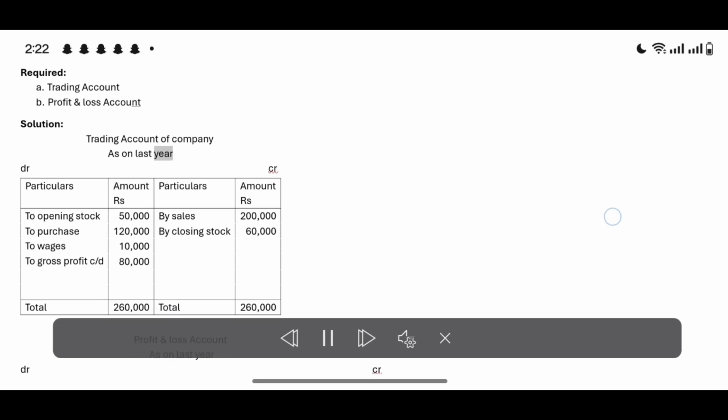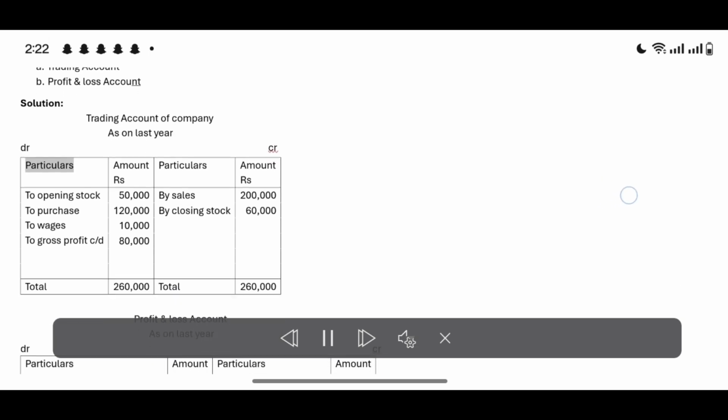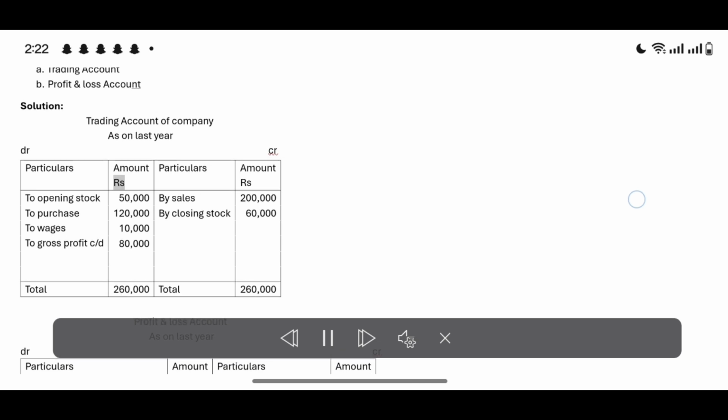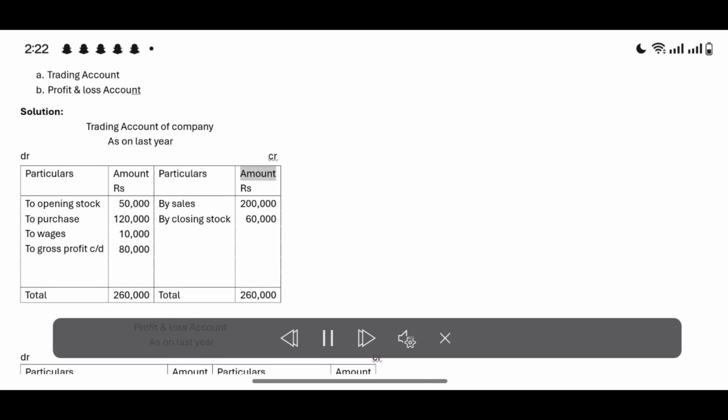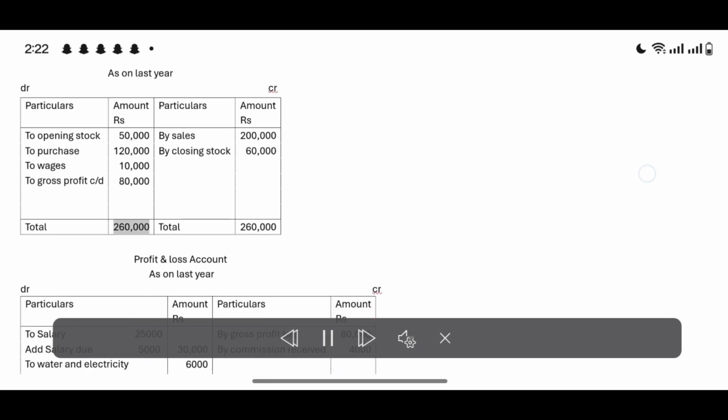As on last year. Dr. Cr. Particulars, amount Rs. Particulars, amount Rs. To opening stock, 50,000. By sales, 200,000. To purchase, 120,000. By closing stock, 60,000. To wages, 10,000. To gross profit c/d, 80,000. Total, 260,000. Total, 260,000.